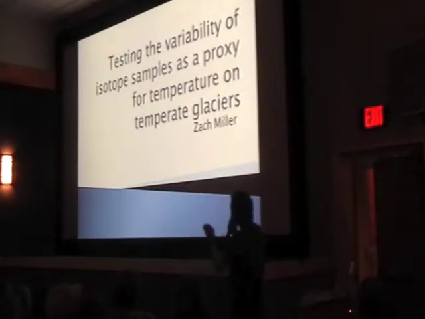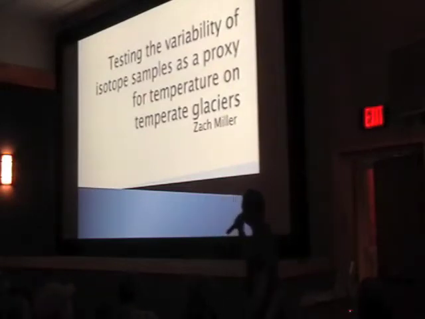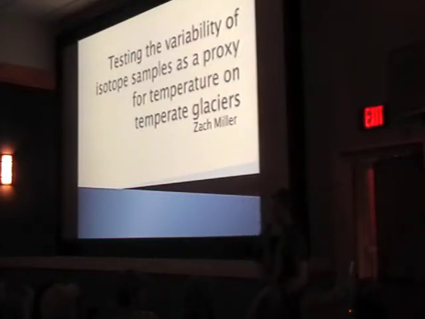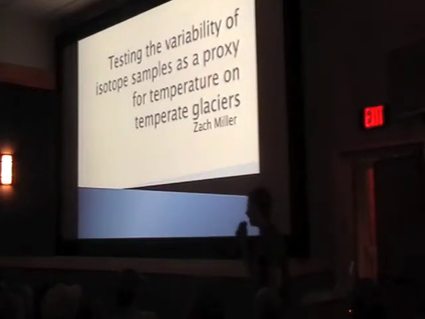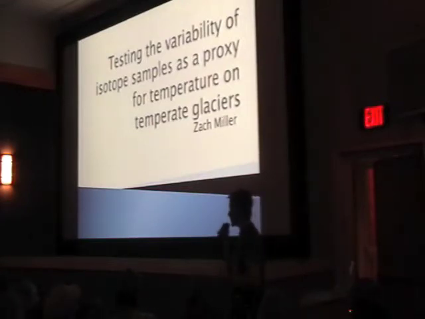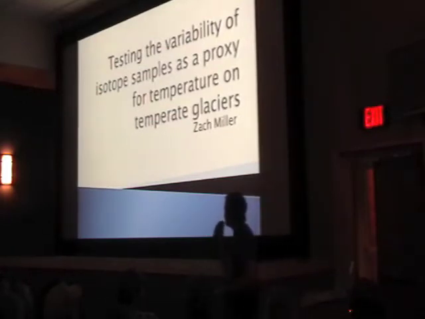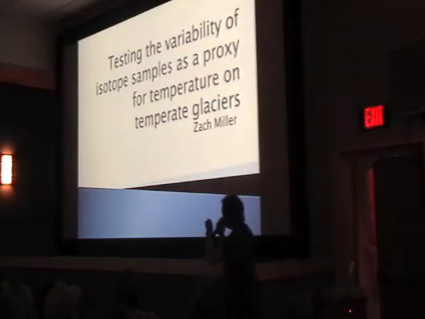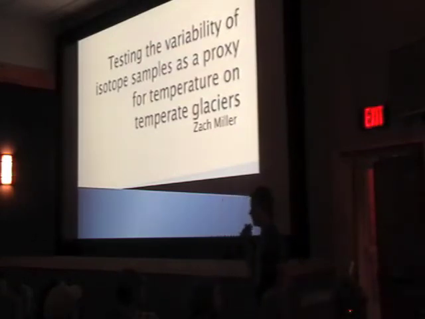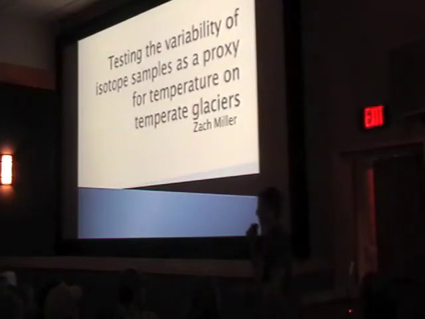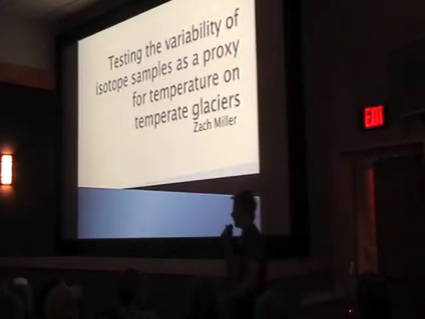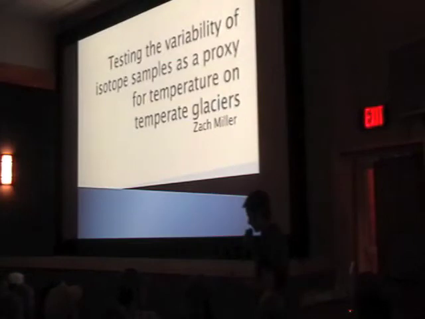So, testing the variability of isotope samples as a proxy for temperature on temperate glaciers. Why would you want to do that? Well, as Sasha kindly reminded us, we all drink water. And if water melts off glaciers, you can drink it, or you can use it for hydropower, as we do in Juneau, or for various water resources. So using isotope samples for a temperature proxy, you can estimate the temperature on glaciers and guesstimate how much they're going to melt, which is very important.